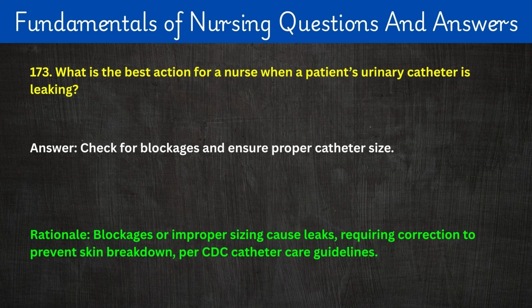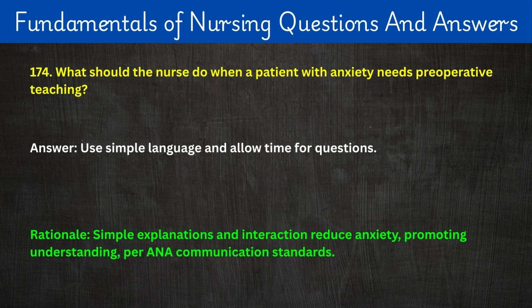173. What is the best action for a nurse when a patient's urinary catheter is leaking? Answer. Check for blockages and ensure proper catheter size. Rationale. Blockages or improper sizing cause leaks, requiring correction to prevent skin breakdown, per CDC catheter care guidelines.